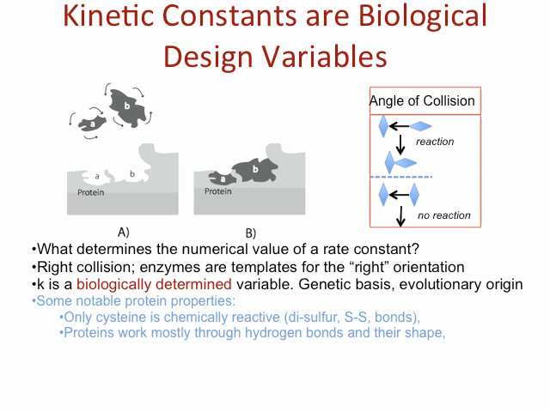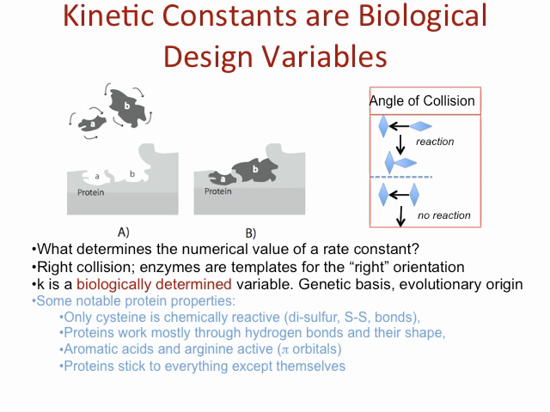So proteins mostly work through hydrogen bonds attracting A and B to bind, and through the shape of their surface to make that proper angle form. Many of the aromatic amino acids and arginine have pi orbitals and therefore can shape the electron cloud on the reactants once they are bound to a surface to minimize activation energy and facilitate the reaction. Proteins are sticky. They seem to stick to everything except themselves.